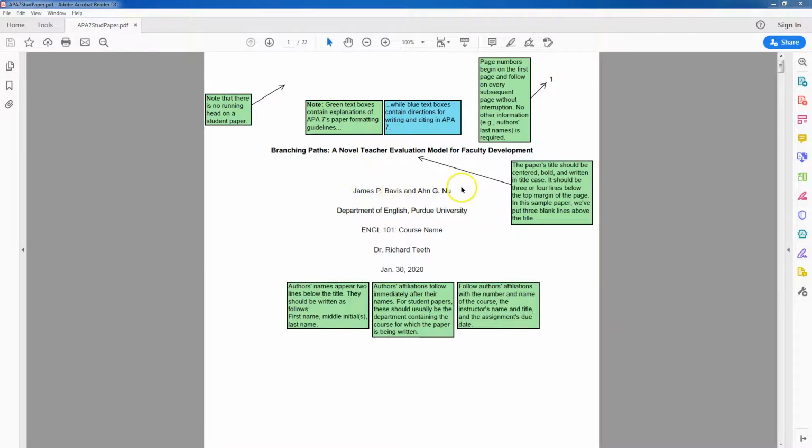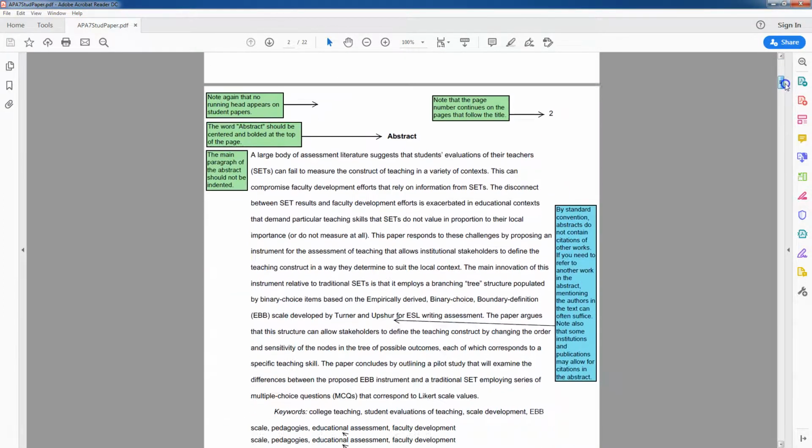The name of the author, in this case there are 2 authors on here, and it's first name, middle initial, last name. The department, this is from the Department of English from Purdue University, and the course name, English 101. And then the professor name, Dr. Richard Teeth, and then the date. So it really is important to pay close attention to what's on the cover. All right, let's scroll down and take a look at what's going on.